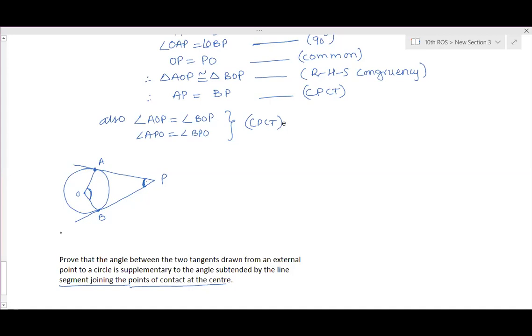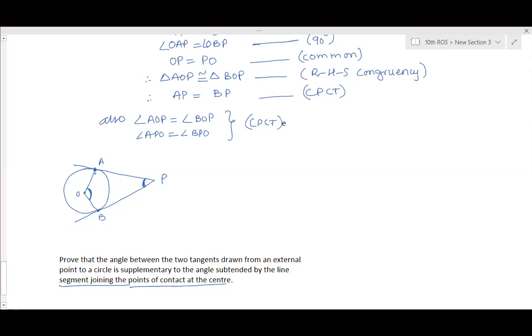How to prove? Construction and congruency? No ma'am, construction, nothing is needed. Where is the congruency? Ma'am, the angle at O bisects. No, I know this, ma'am. Angle, ma'am, opposite.